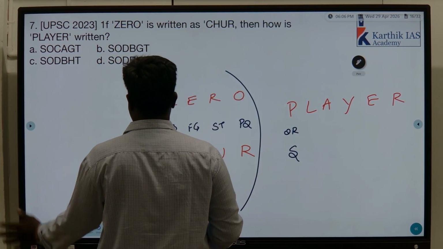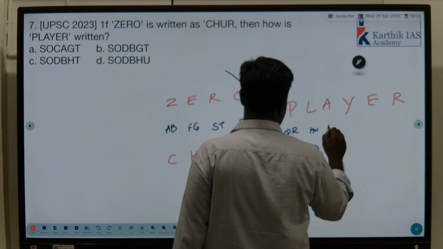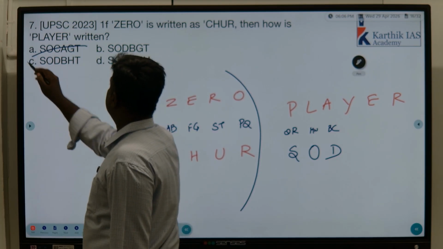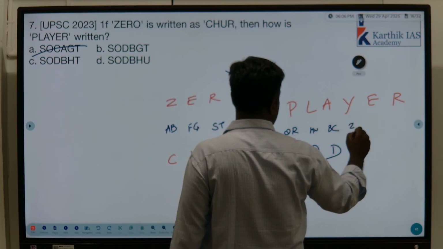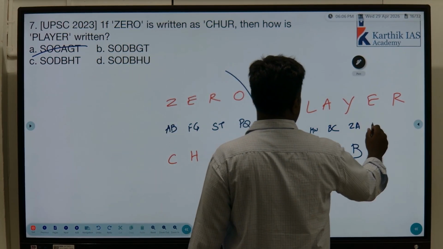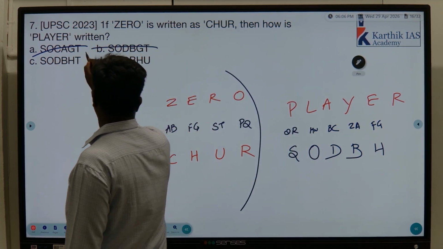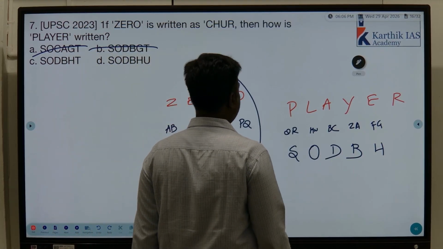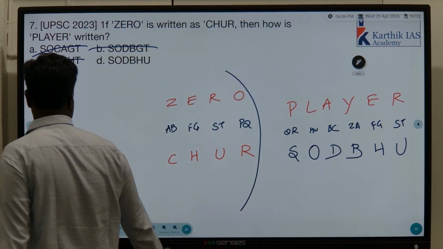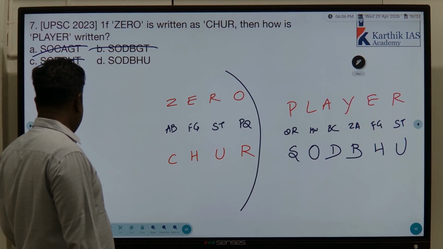So everything starts with S. L, MN is SO. BC, D. SOD. So this is ruled out. Y, Z, A, B, SODB. FG, H has to come. BH. ST, U has to come. That's all. So that's how we need to solve this question. Clear? So convert it and then make it.